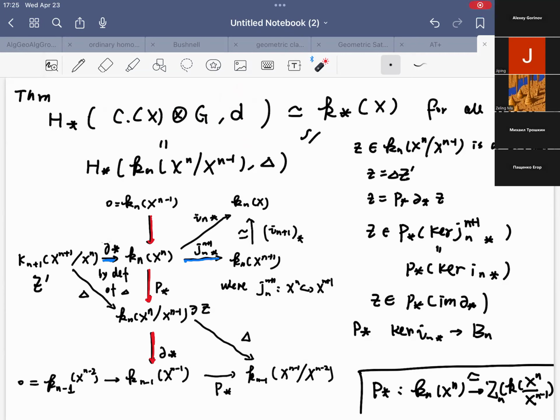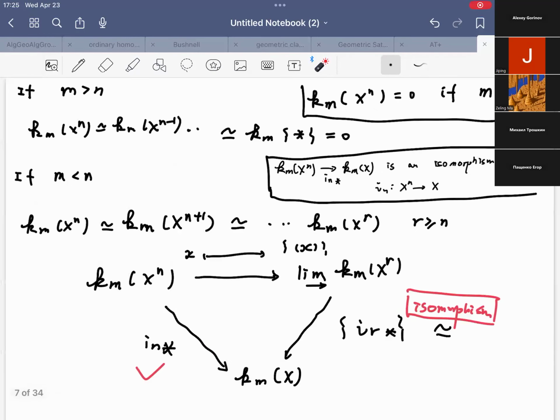Yes, because we just defined the differential map by definition, and actually we don't see what the differential map explicitly looks like. So when I prove this theorem after, I will explain that the differential map is exactly the ordinary differential map.